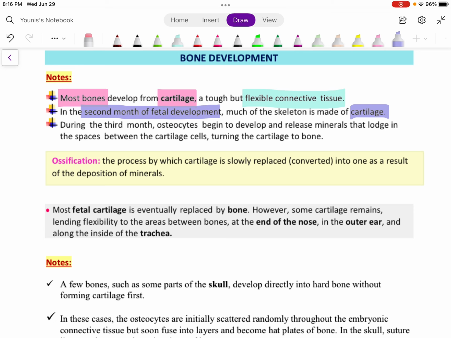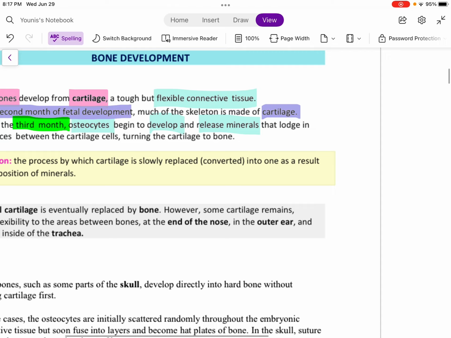But then, during the third month of pregnancy, the bone will start to develop. And what makes bones is the osteocytes. The bone cells start to develop and they start to release minerals like calcium that can lodge or fill the spaces between the cartilage cells, and so turning the cartilage into a bone.